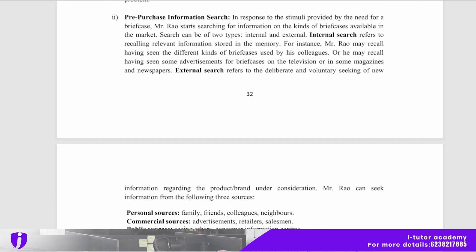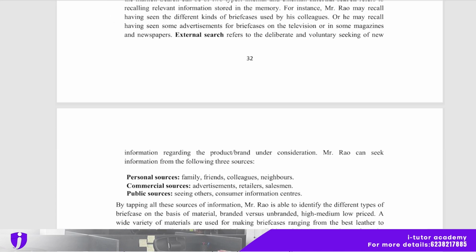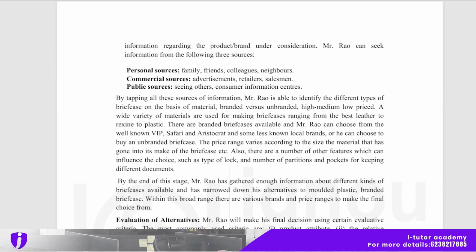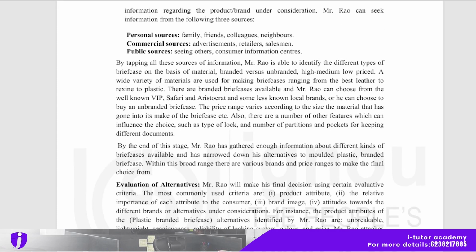Then the pre-purchase information search. In response to the stimuli provided by the need for a briefcase, Mr. Rao starts searching for information on the kinds of briefcase available in the market. So you just search for the availability. An internal search refers to recalling relevant information stored in the memory, and external search refers to the deliberate and voluntary seeking of new information regarding the product or brand under consideration. Personal sources: family, friends, colleagues, neighbors, etc. Commercial sources also there: advertisements, retailers, salesmen. Public sources also there: seeing others, consumer information centers, etc.